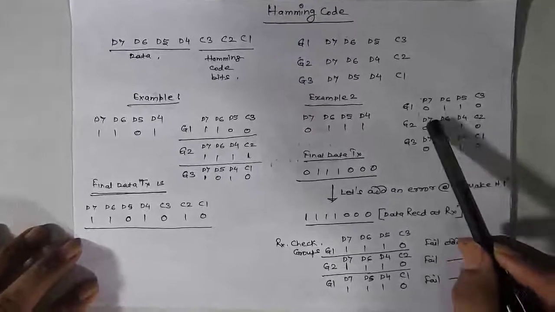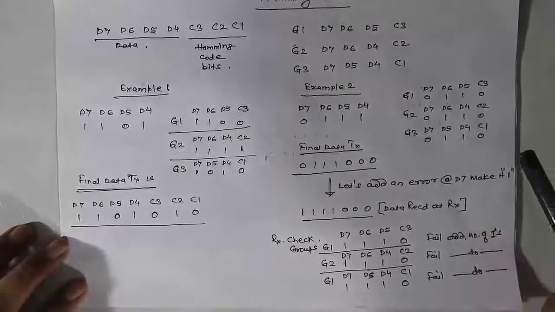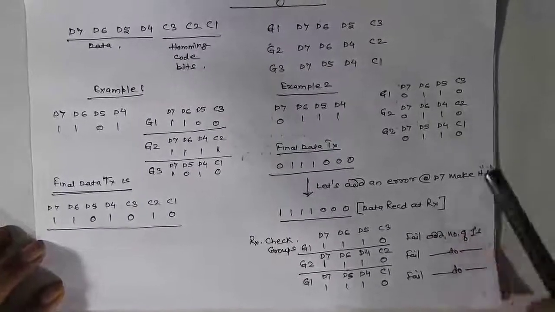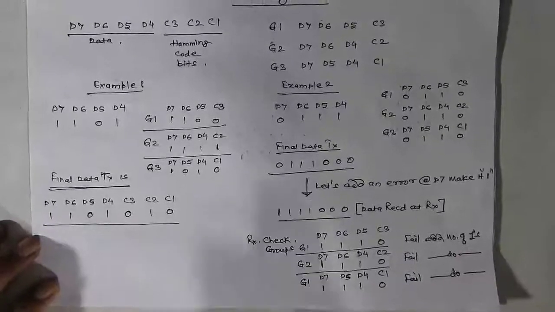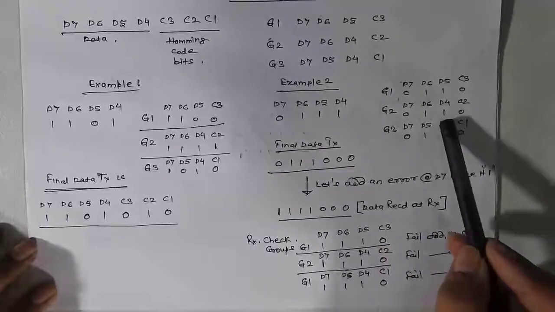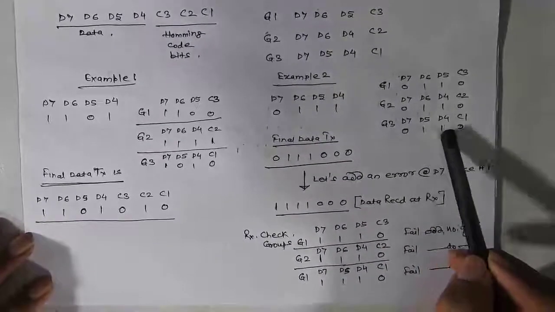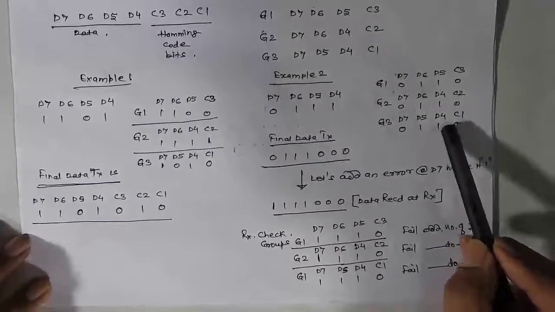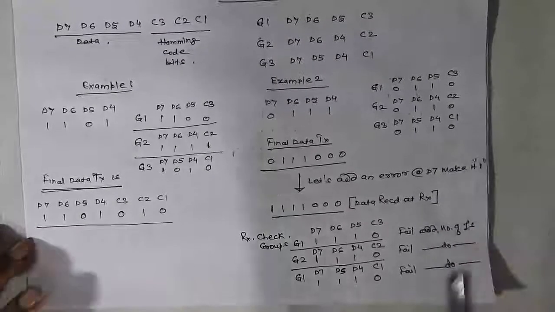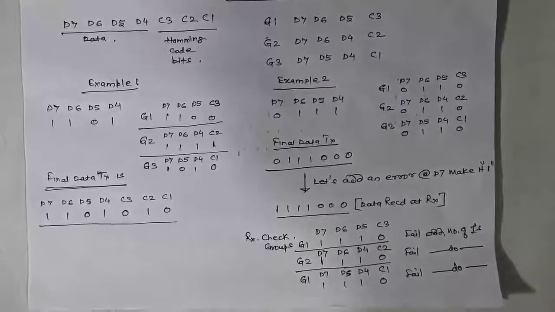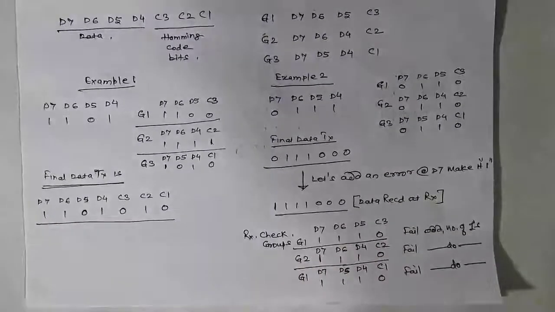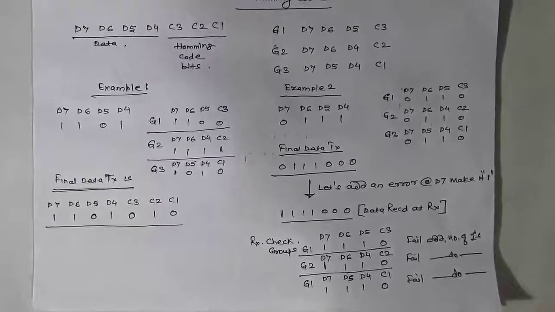Group 2 is D7, D6 and D4, so 0, 1 and 1. Again this has an even number of ones, so the C2 bit will also be 0. Let's go to the G3 group, which is D7, D5 and D4. So it is 0, 1 and 1. Again 2 ones, an even number of ones, so C1 will be 0. So finally the data transmitted from the transmitter will contain 0111 and 000. This is the final data which will be transmitted from the transmitter.